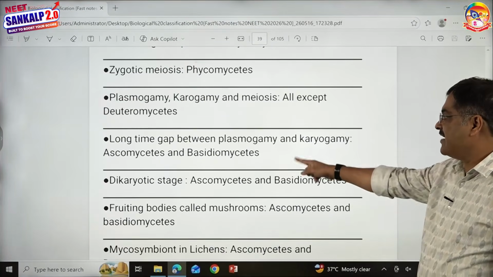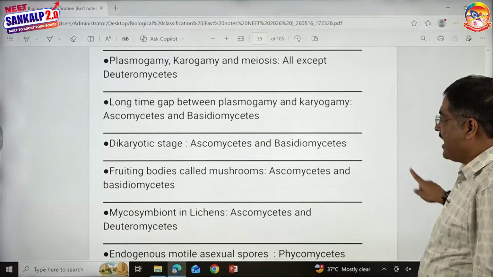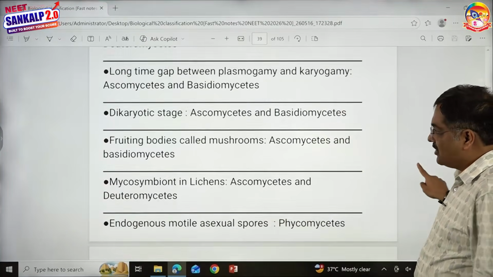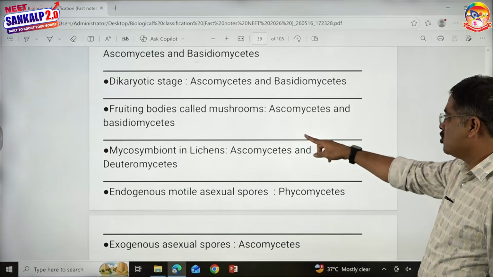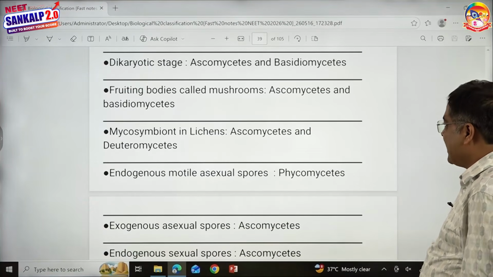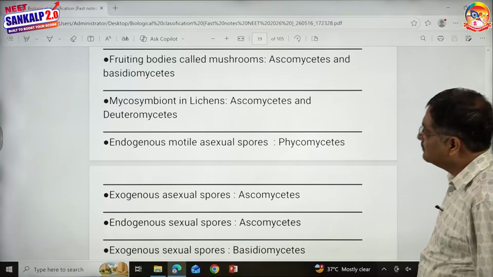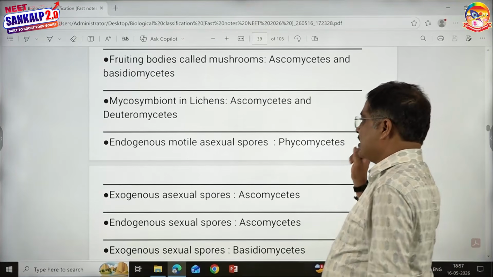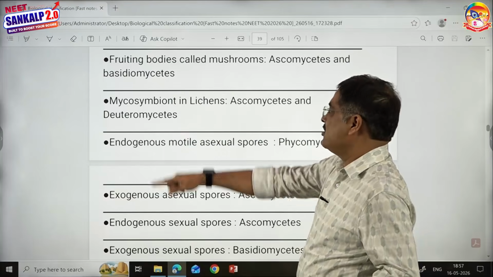Long time back, this is very popular. Plasmogamy and karyogamy, Ascomycetes and Basidiomycetes. Dikaryotic stage, only these two classes. Fruiting bodies called mushrooms, Ascomycetes and Basidiomycetes. Mycosymbiont in lichens, Ascomycetes. Did I make a mistake? Mycosymbiont in lichens, I'm sorry, it should be Ascomycetes and Basidiomycetes, right?